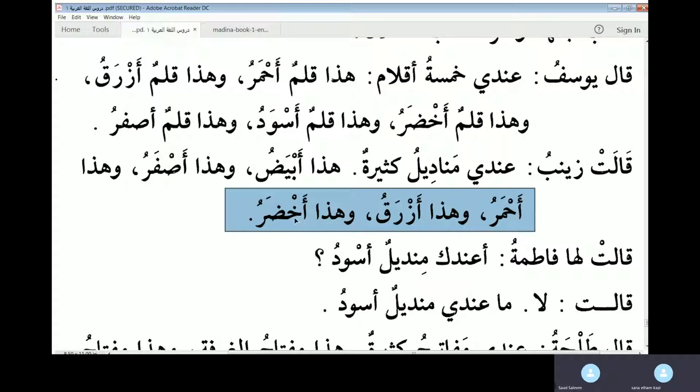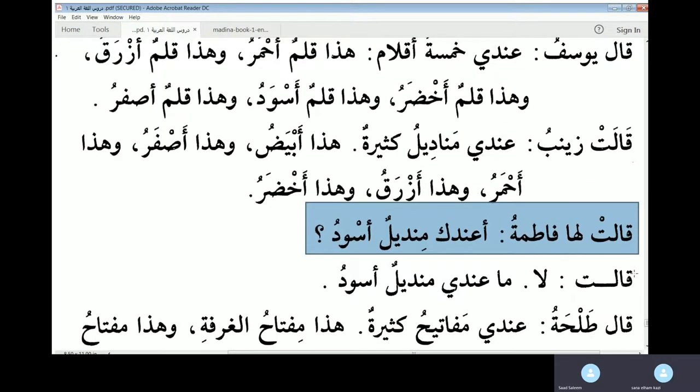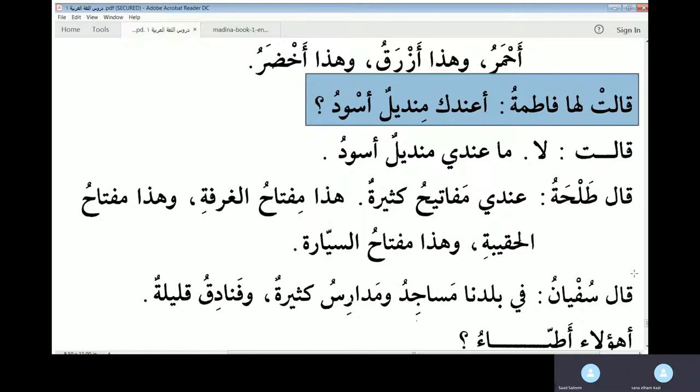Qalat laha Fatimatu. She said, this belongs to Fatima. Correct? She said it belongs to Fatima. Fatima said to her, Qalat laha Fatimatu. A-indaki mindilun abyadu? Do you have a white handkerchief? Aswadu is black.